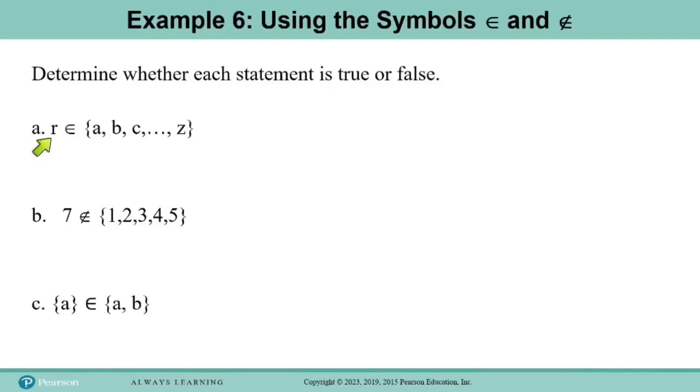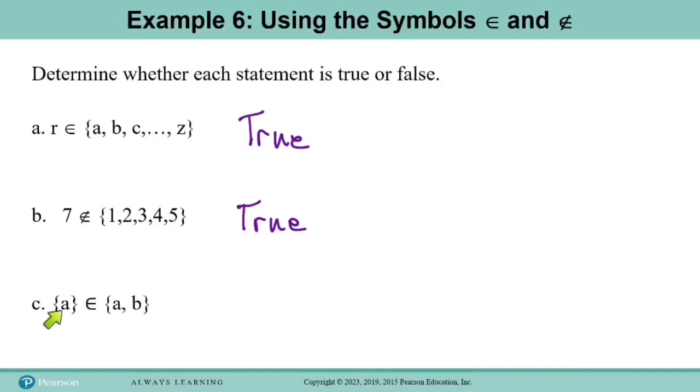And so part A says that the letter lowercase r is an element of the set containing A, B, C, and so on, all the way to Z. Now, the R is not written here, but the 3 dots tell us that everything that would normally come between C and Z is included in this set. So R is a member of this set, and therefore that statement is true. In part B, we have the statement 7 is not an element of the set containing 1, 2, 3, 4, and 5. And that is also true. 7 is not a member of that set. So we'll put true there.